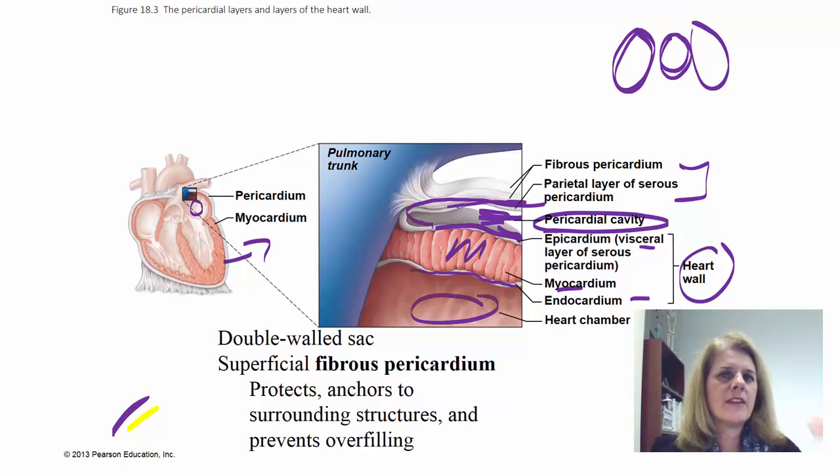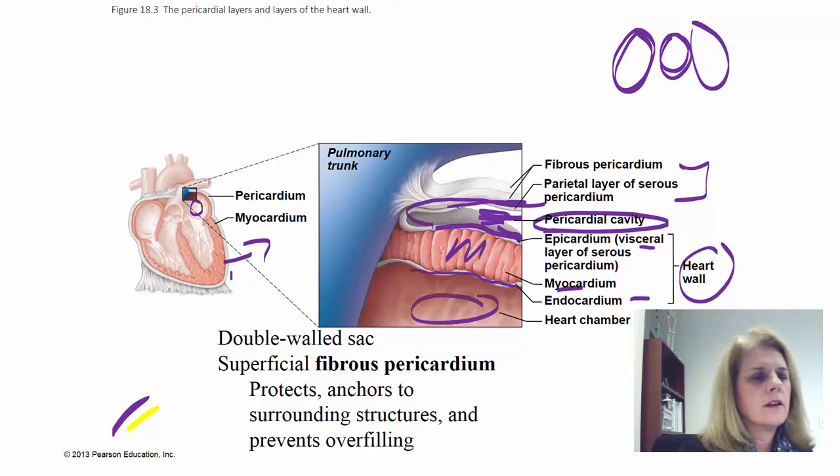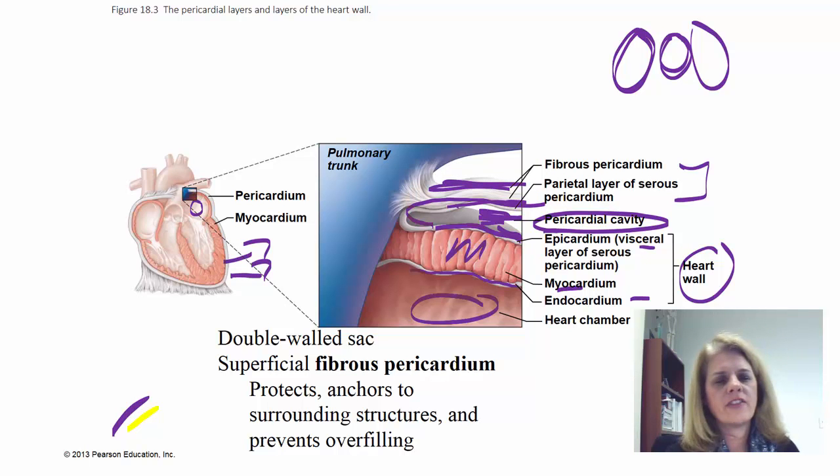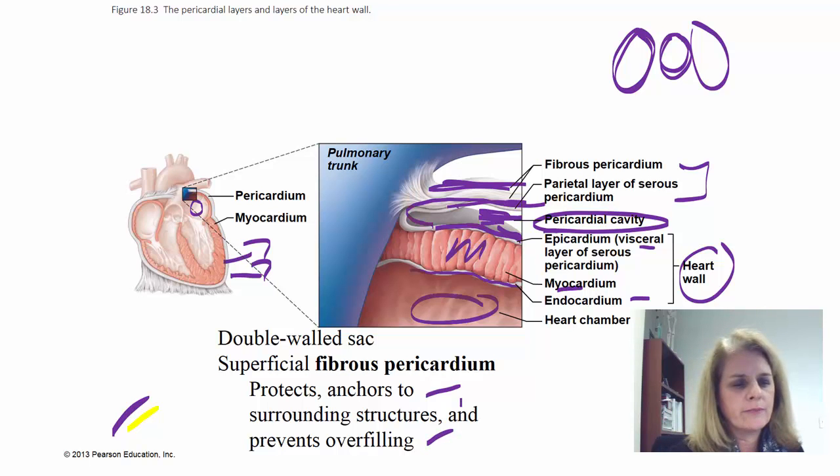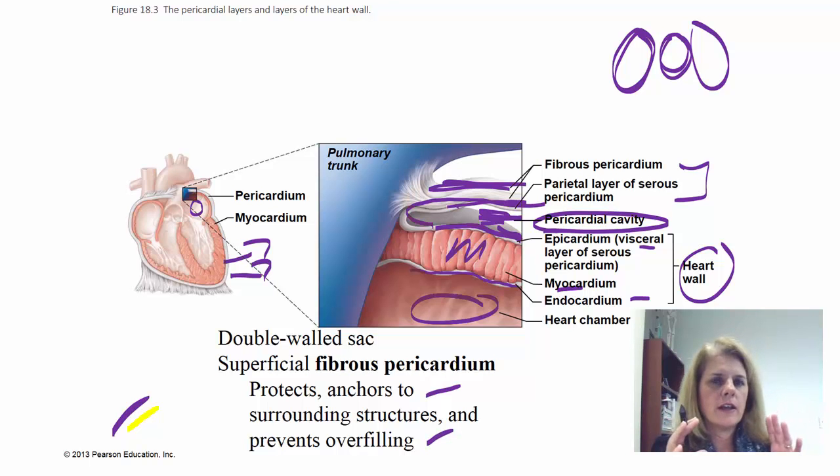And then just deep to that, or superficial to that, closer to the outside of the heart, you have what's called the fibrous pericardium. And it's a very kind of thick layer. And this fibrous pericardium helps protect the heart. It gives it a nice, thick, tough membrane. And it serves as an anchor to anchor the heart to surrounding structures. And it also prevents overfilling. So it just kind of holds the heart and doesn't allow it to overfill, because it's against, almost like a shell, so it kind of holds against the heart. So that's your heart wall, the layers that make up your heart wall.